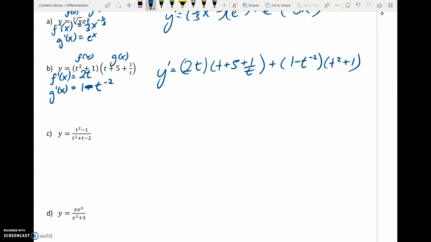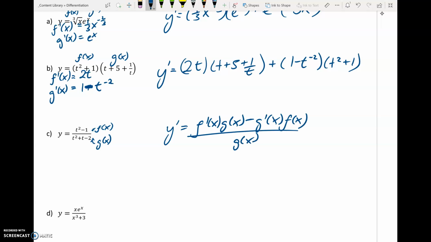For C, we have a quotient, we have a fraction. In other words, we have a function divided by another function. So I'm going to say the numerator is going to be f of x, and the denominator is going to be g of x. I'm going to write down the formula for the quotient rule, which looks like f prime of x times g of x minus g prime of x times f of x all over g of x squared.